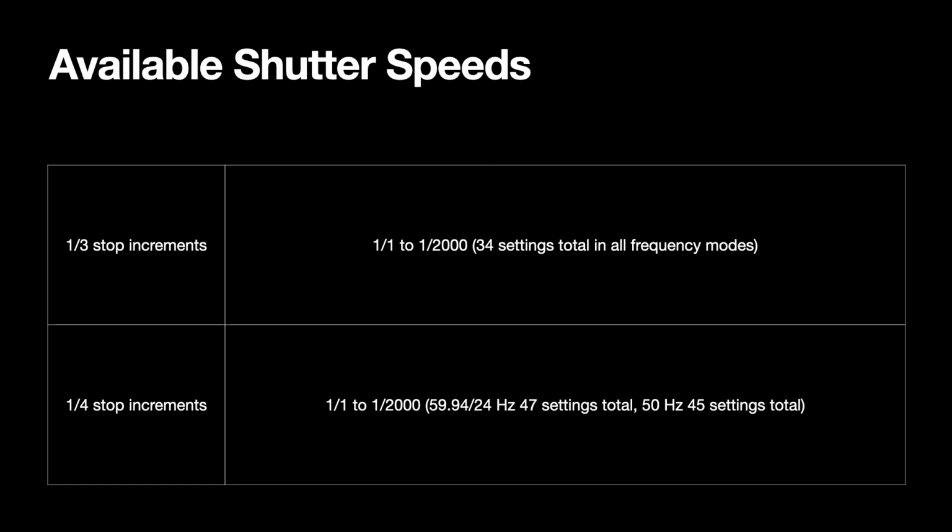Now, the absolute range that the R5C can use for the shutter speed mode goes from 1 second to 1/2000th of a second. And speeds throughout this range can be selected in either 1/3 or 1/4 stop increments. Additionally, the R5C is also capable of selecting shutter speeds that reflect standard shutter angles at various frame rates. For example, this includes things like 1/48th or 1/120th instead of the 1/50th and 1/125th that you would end up using on most other hybrid cameras.